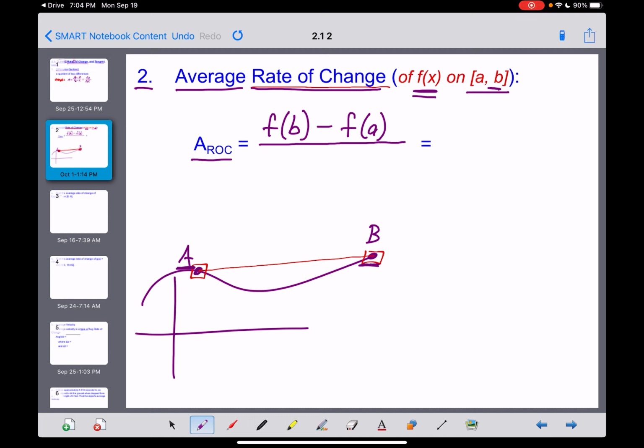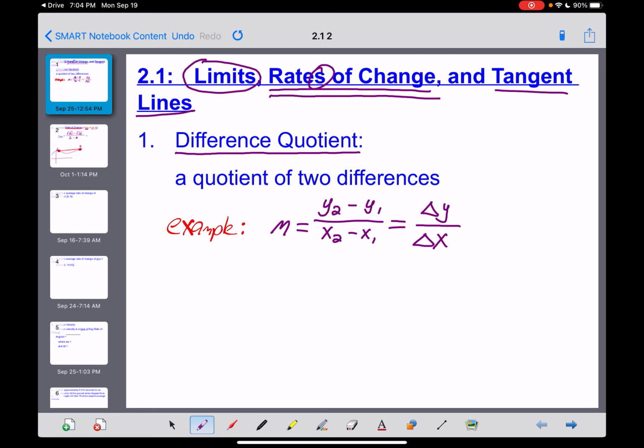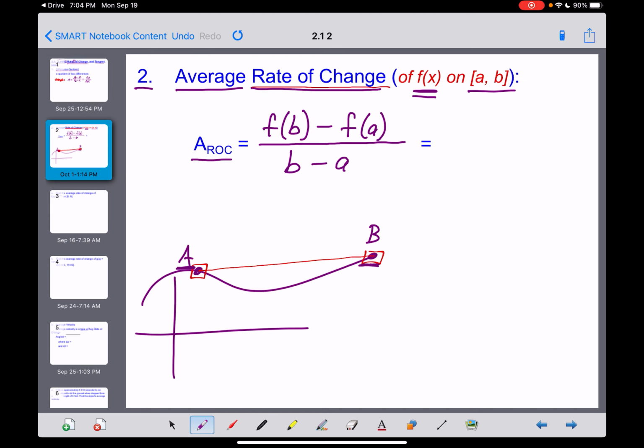Down on the bottom, we do the same thing, but for x values rather than y values. And the x values are given to us right here in the interval. Ending x value is b, and the beginning x value is going to be a. So this is a formula right here, guys, that's really identical to the slope formula, but we're using f instead of y, and we're using these a and b values instead of x.